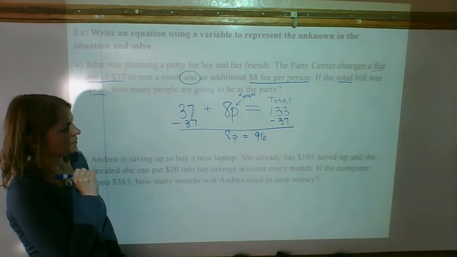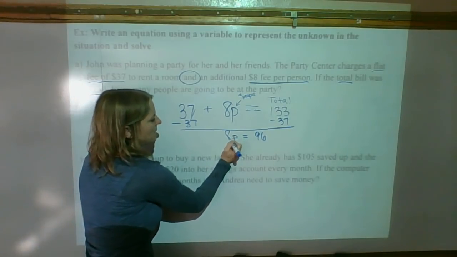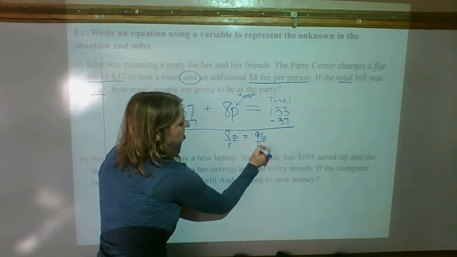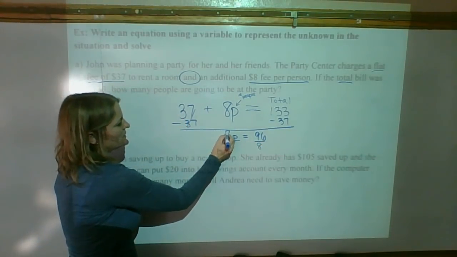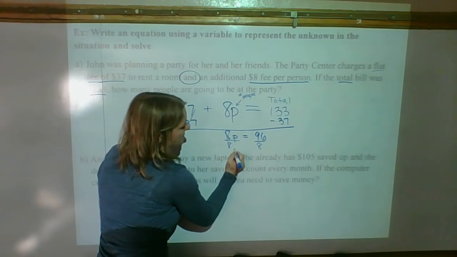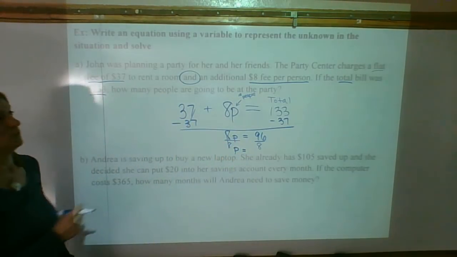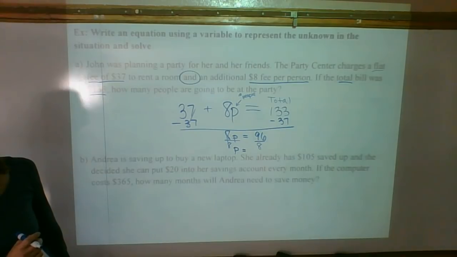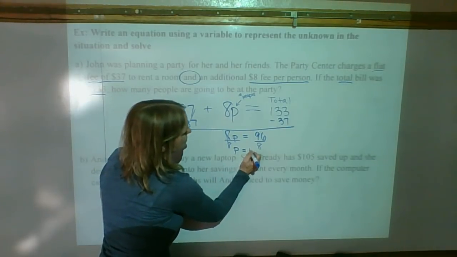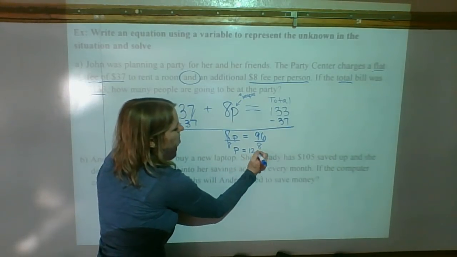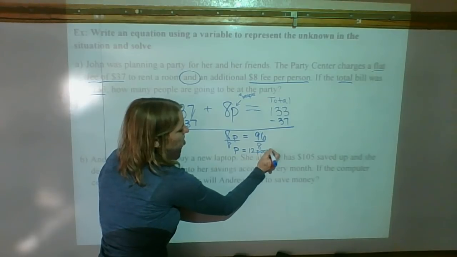And then lastly, I would do what? Divide. Yep, divide by 8. And then dividing by 8, we get P by itself. P would equal, some mental math there, 12. Yeah, 12, and 12 what? Well, P stood for people.